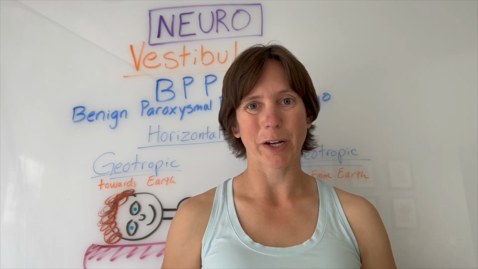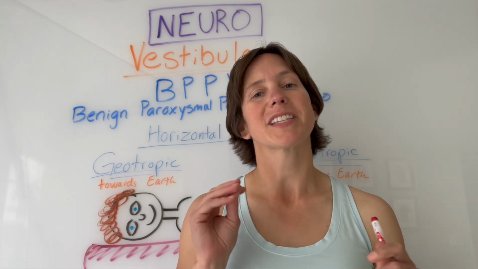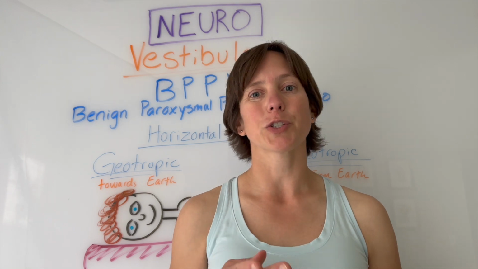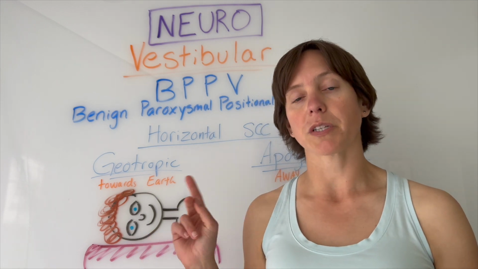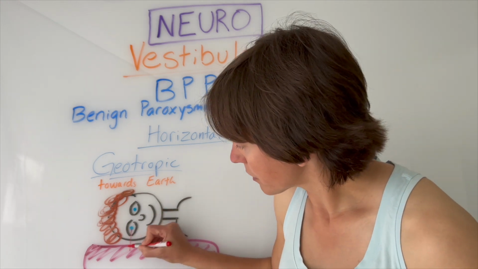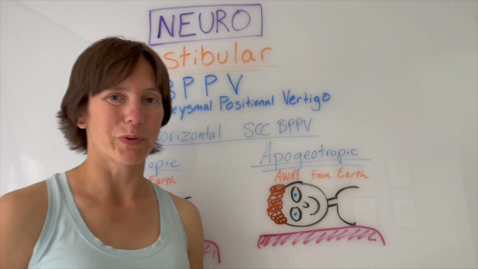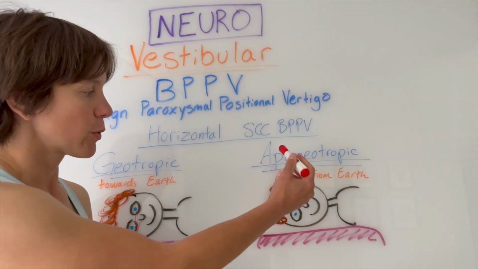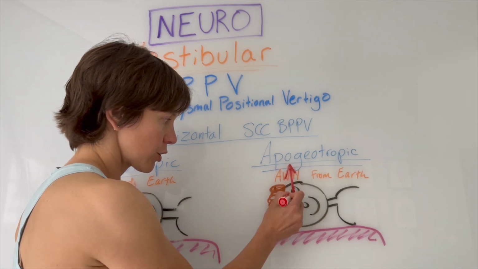For horizontal canal BPPV only, there are two types of directions that the nystagmus can twitch in the horizontal direction. One is called geotropic, and the other is called apogeotropic. Geotropic means that the nystagmus is going to be towards the earth. So if your patient is sidelined in this direction, their nystagmus is going to be in a downward direction towards the earth. Apogeotropic nystagmus is going to beat away from the earth. So when your patient is sidelined like so, their nystagmus is going to go in an upbeat direction away from the earth.